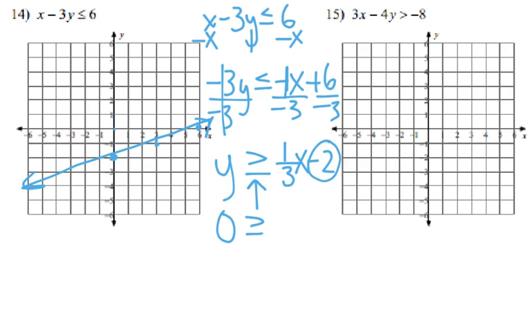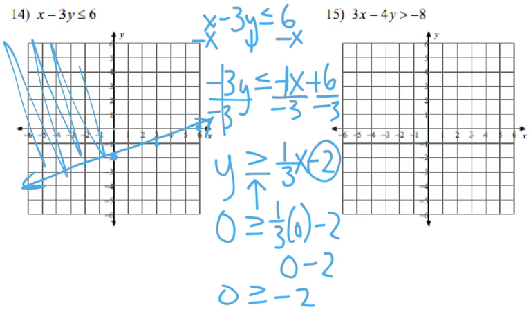Pick our test point 0, 0. 0 for y, 0 for x. 0 minus 2 is -2. Is 0 greater than or equal to -2? Yes. So we shade that side. I could have also put the 0, 0 into the original: 0 for x minus 3 times 0 for y. 0 is less than 6. That would have worked as well. This is one way you can do this type of problem.